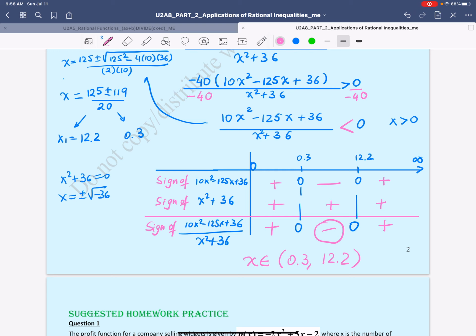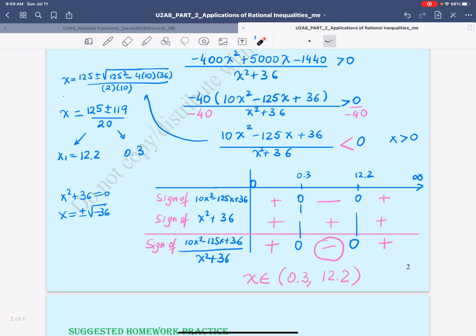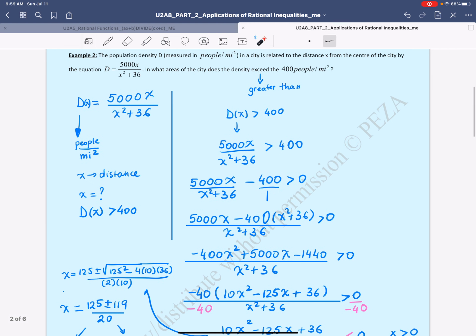And obviously that kind of makes sense when you think about it. 0.3 miles means 0.3 miles from the center of the city. So the center is a point, so it makes sense to say that the first building or house will be 0.3 miles from the center of the city, right? And there are offices as well in the center of the city, so not real houses, right? So this is a reasonable number. And after 12.2 miles, the population concentration will start decreasing, and it will be less than 400.